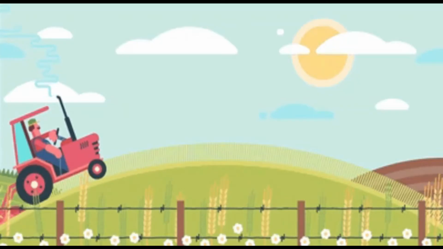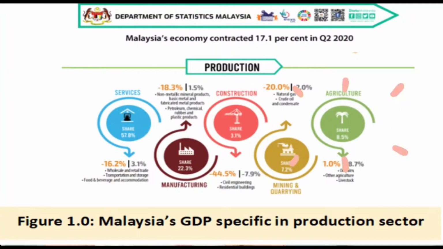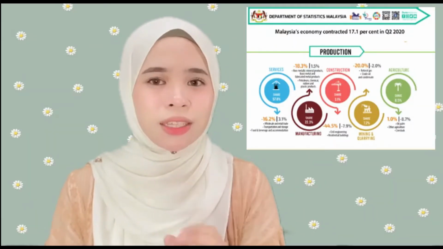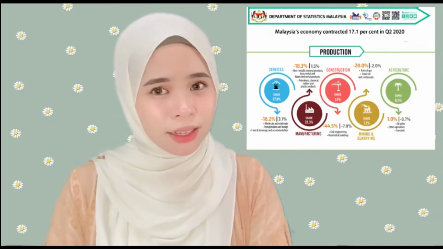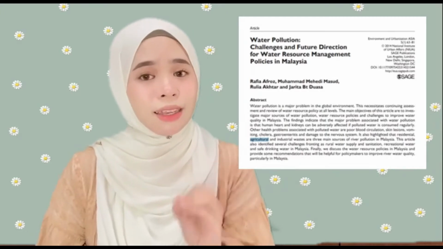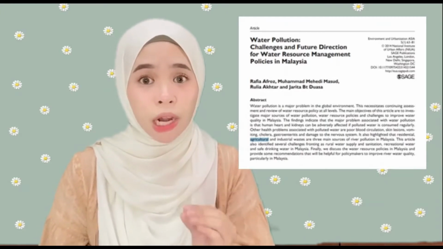However, do you know one of the major contributors to this deadly pollution problem is coming from one of our country's major sectors? Yep, this pollution is initially caused by the agricultural sector. We can see that the agricultural sector is a top 5 contributor to Malaysia's GDP, and it shows us how important the agricultural sector is. What a painful truth, isn't it? So, based on research conducted by Rafia Afroz, Muhammad Mahdi Masood, Rolia Akhtar, and Zaida binti Duasa, it has been highlighted that agriculture waste is one out of 3 main sources of water pollution here in Malaysia.